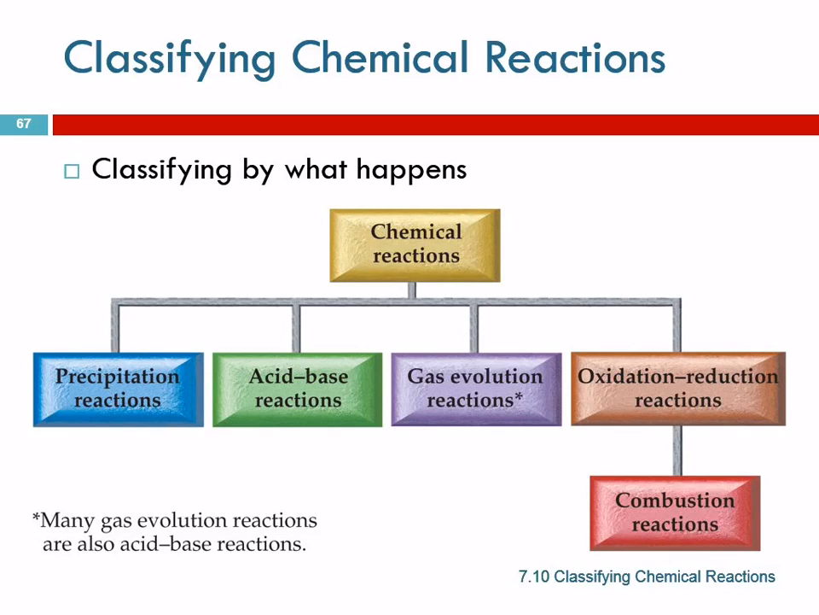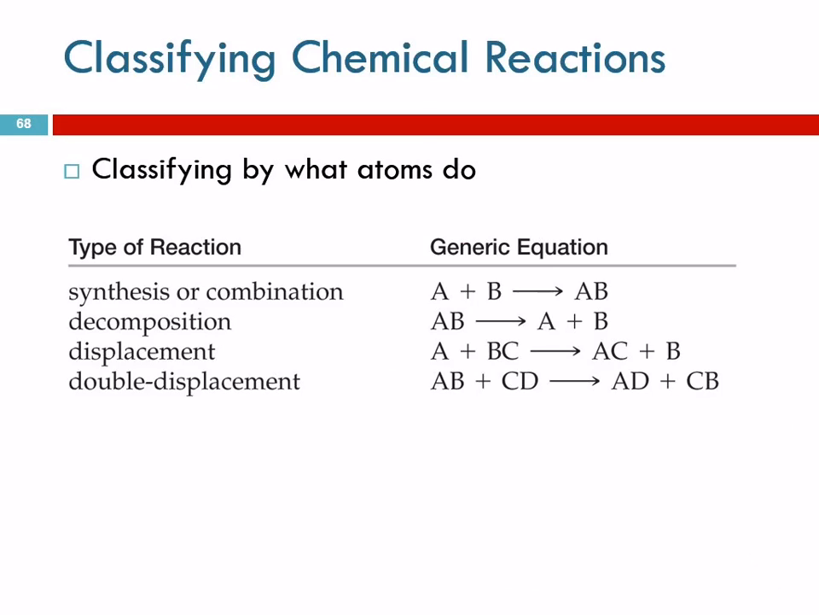Well, you could really put it in either or put it in both. It is blue and it's green. It falls into two categories. And so some chemical reactions fall into more than one category. So that's one system. The other system is by looking at what the atoms are doing.